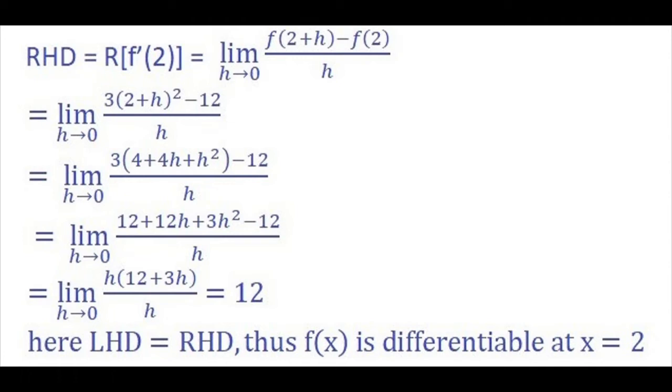Here LHT and RHT are equal, thus f of x is differentiable at x equal to 2. If you want to find out f dash of 2, which is nothing but 12 itself.